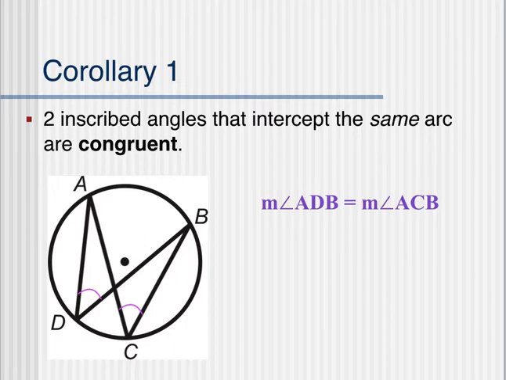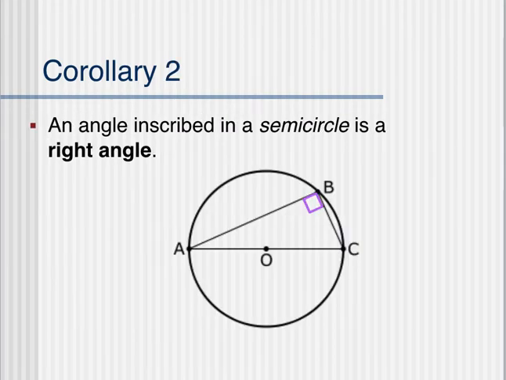Then we have corollary 2, which you also just discovered. Corollary 2 says that an angle inscribed in a semicircle is a right angle. This is basically using the idea that if this angle is cutting off a whole semicircle of 180 degrees, then it's half of 180, 90 degrees. So anytime you see an angle that's ending on a diameter, contained in a semicircle, then you know that's 90.